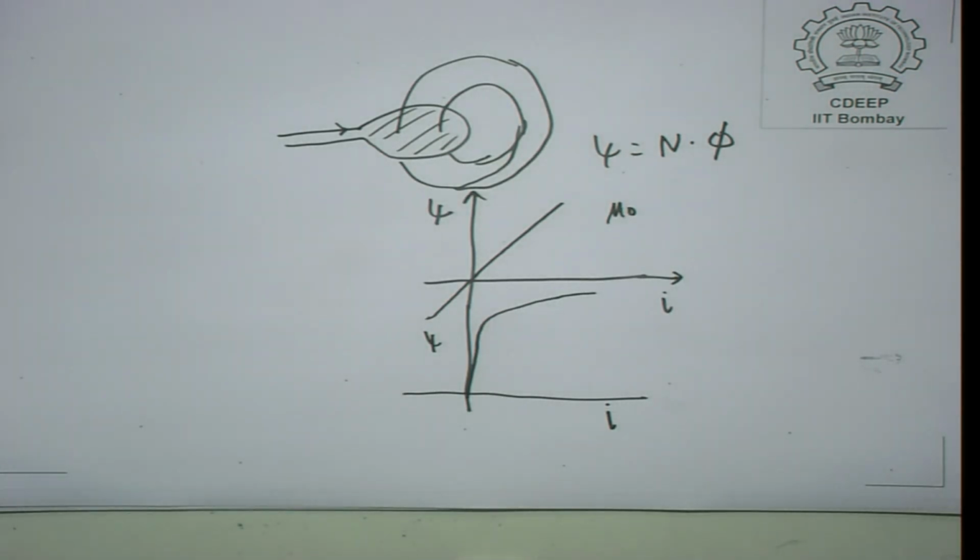So, there is a value of flux linked which saturates, because the flux density also saturates in a ferromagnetic material. Now, what is the implication of this? Because this is happening, it is not correct to use a constant value of L.